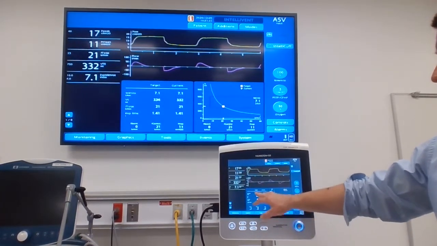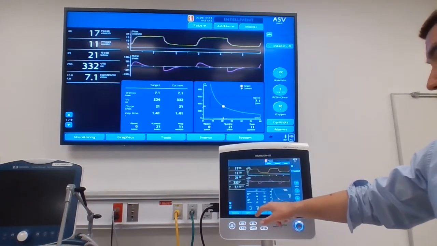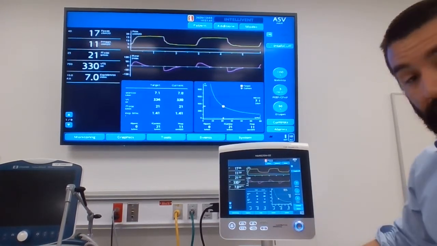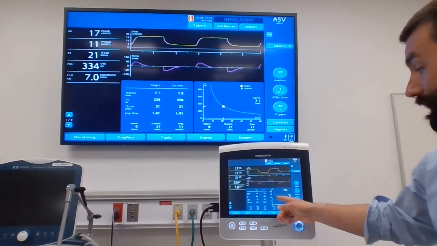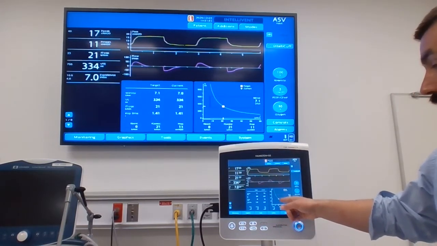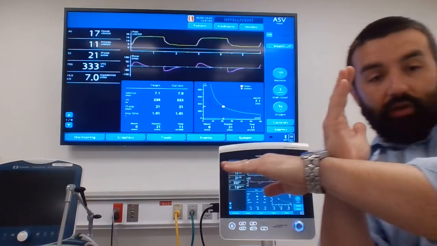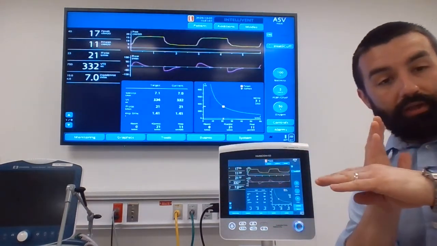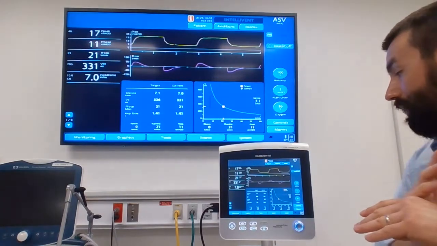So I like to be able to see what the ventilator's targeting as well as what we're currently delivering. If you look over here on the ASV graph, it shows us where we're at. That's the current, like a crosshair, okay? And it shows us what our target is. So you can see that the crosshairs are in the target right now.